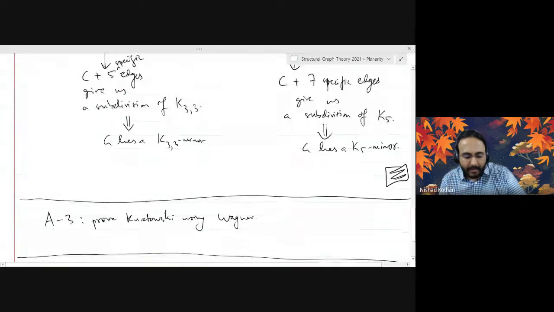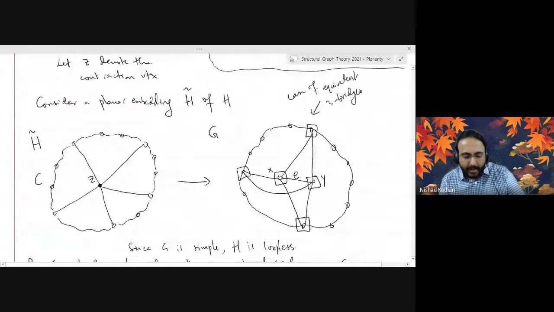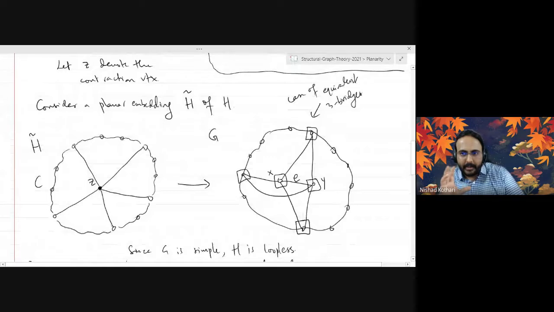And that goes back to why the case of equivalent three bridges is really very specific, whereas the case of skew bridges is much more general.